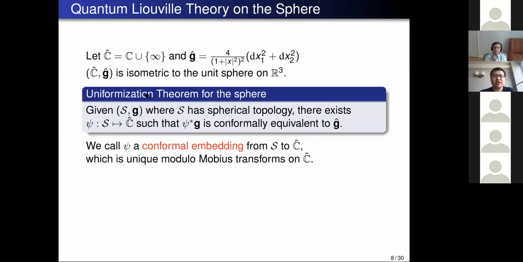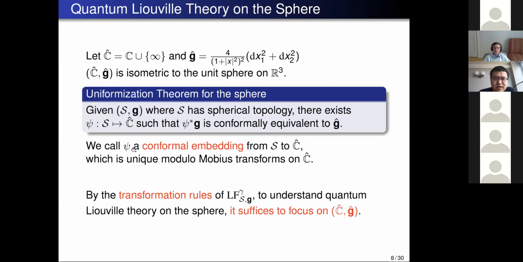And so one of the fundamental theorems in differential geometry is that given any Riemann manifold with a spherical topology, there exists a diffeomorphism from this abstract Riemann manifold to this extended complex plane, so that the push forward of this metric is conformally equivalent to the spherical metric. And we call this diffeomorphism the conformal embedding from this Riemann manifold to the complex plane. And we know that this conformal embedding is unique modulo Mobius transformations on the complex plane.